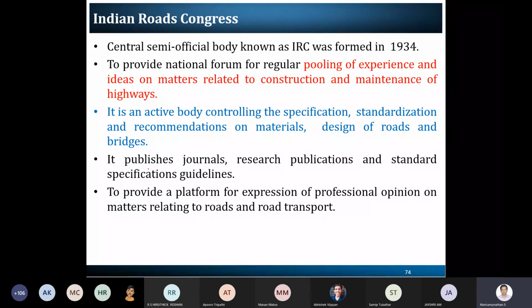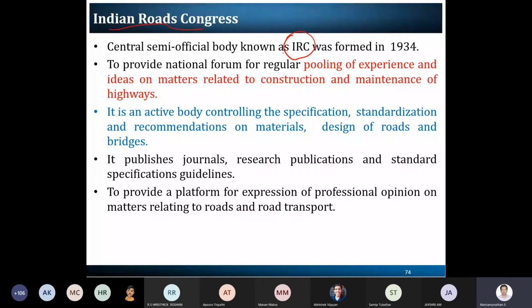Then the very important ones: two committees. One is the IRC committee, the second is the CRRI committee. Then the Motor Vehicle Act is also there. So these are four major committees which are still working. The first is the Indian Road Congress. When it comes to transportation engineering, you must keep in mind IRC, these three letters, Indian Road Congress.